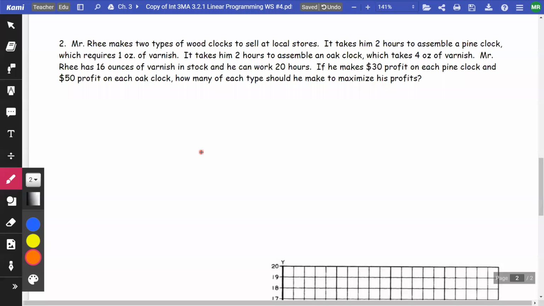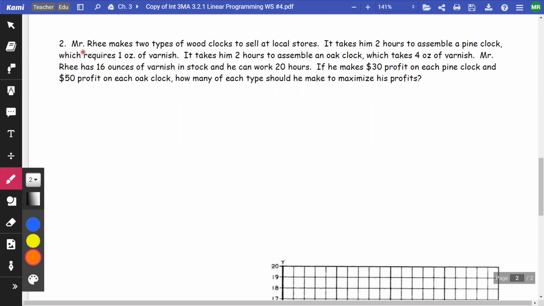So this video is on the fourth worksheet of our linear programming. And this is the second problem that we did not get to in class today, but we are submitting this. So I'm going through this problem for those who might need some help on it.